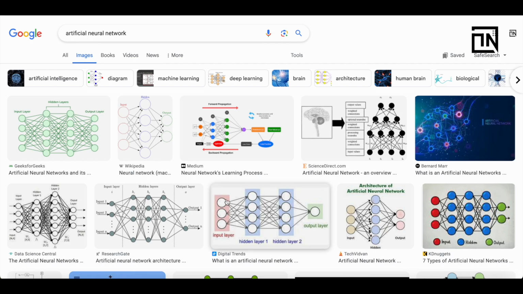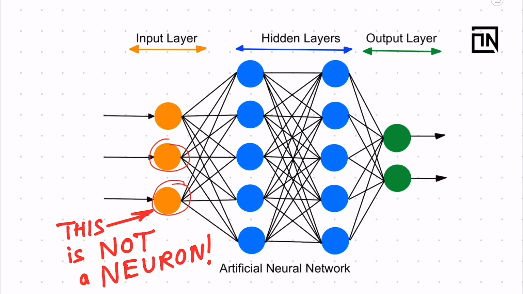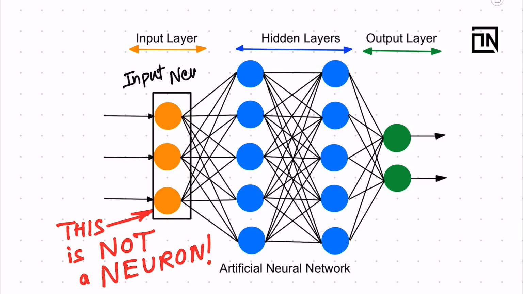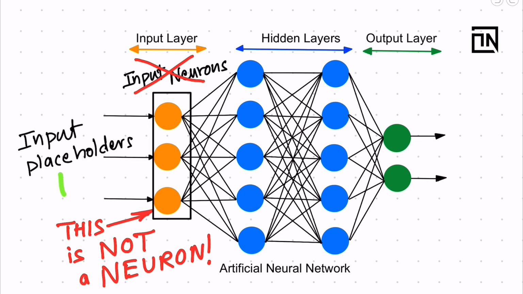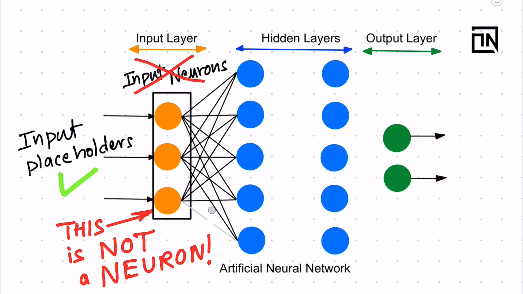This can lead to an incorrect understanding of neural networks, especially for beginners, because the input layer circles look the same as the hidden layer and output layer circles, and they are even called input neurons. So anyone looking at these diagrams will assume that the input layer also contains neurons, but this is not true. The input layer is just a placeholder that passes the input data to the first hidden layer.